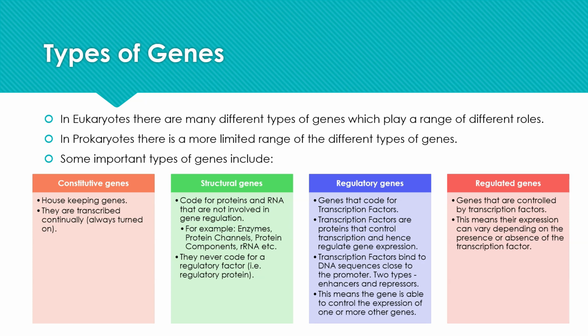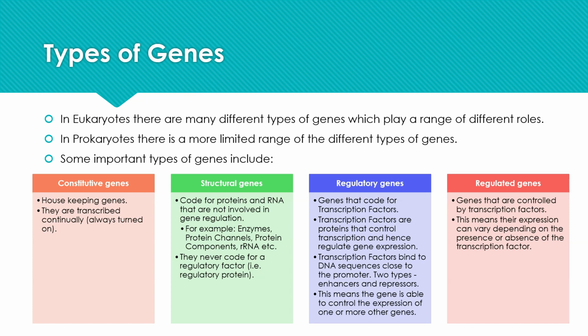So we have these constitutive genes. Now, these are what you might call housekeeping genes. They're the kind that are basically always switched on. They're always being transcribed. And that's because the things that they make and produce are going to be required by all cells all the time. Those sorts of things. The next kind of gene is structural genes.